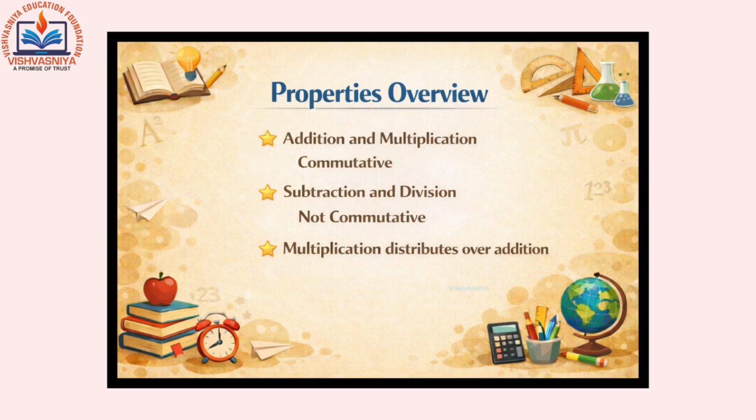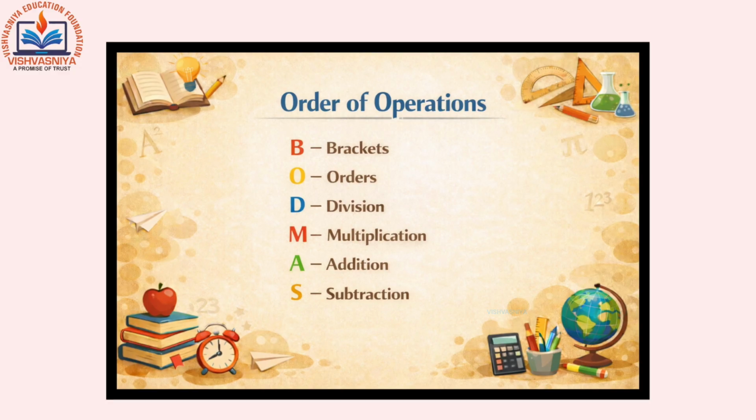Different operations behave differently. Addition and multiplication follow the commutative property, but subtraction and division do not. Multiplication also follows the distributive property, where multiplication spreads over addition. When multiple operations appear together, we follow the BODMAS rule. First solve brackets, then orders or powers, then division and multiplication, and finally addition and subtraction.